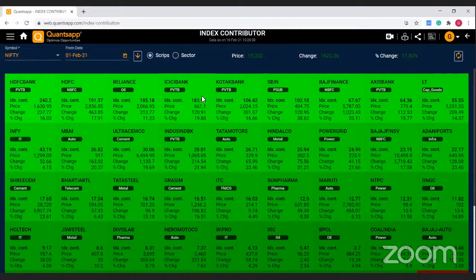So this was about the index contributor tool. I hope you have understood how you can use this tool to know the Nifty and Bank Nifty movement, which stocks are contributing positively and negatively to the index. So we're going to take the question answer session now, and we'll try to answer most of the questions. If you have any questions regarding these tools or any other tool, you can post it.